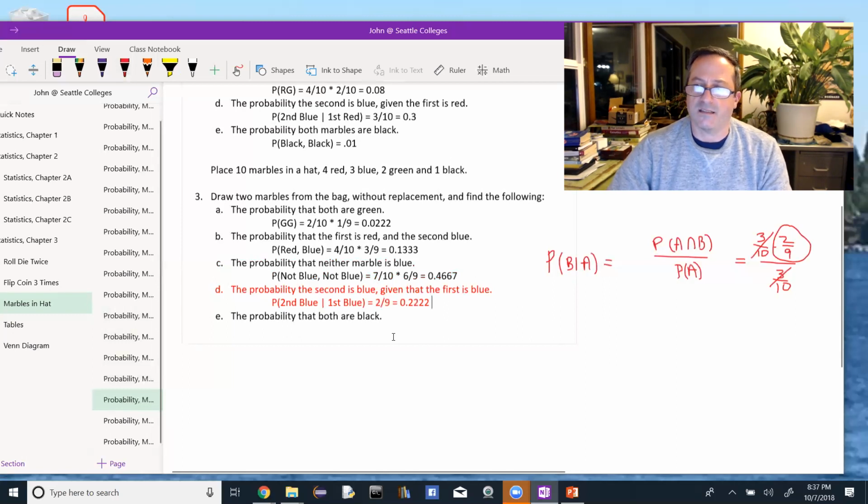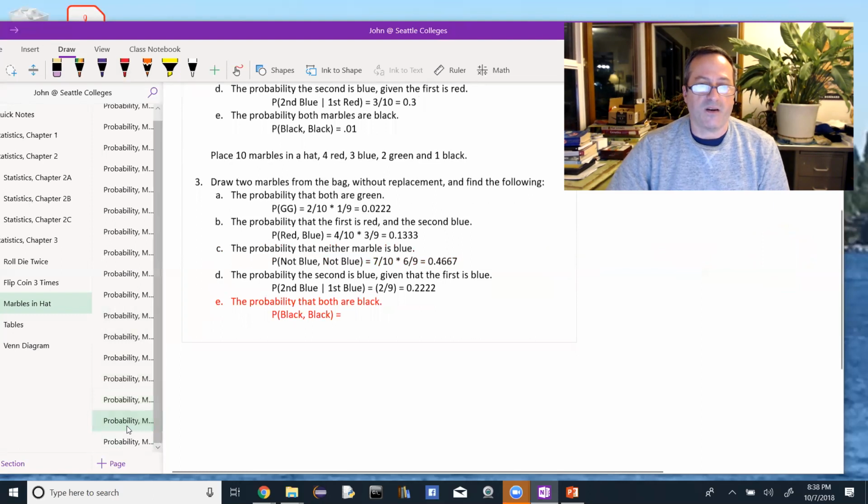Hopefully that makes sense. It's a little bit of a tricky problem to do these conditional probabilities with the drawing out of the hat. But it has to do with the fact that it's happening in order. So one's happening first, then the second one is happening. So if we know the first ball is gone and it's blue, there's 9 marbles left, 2 of them are blue. So that probability that the second one is blue, given the first one is blue, is just 2 out of 9.